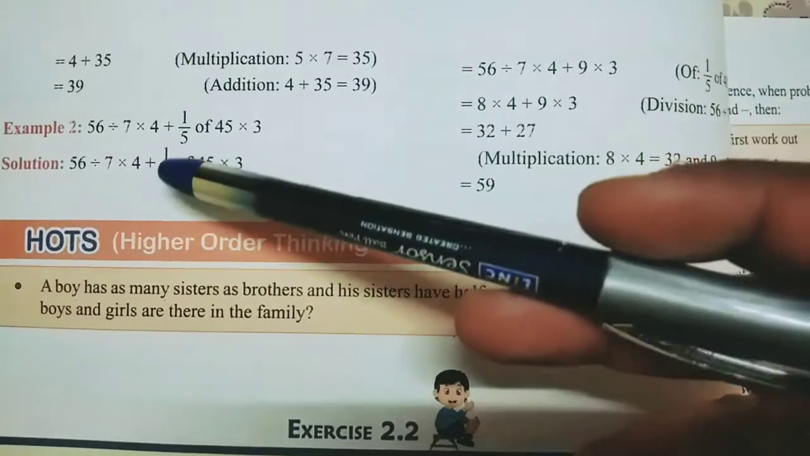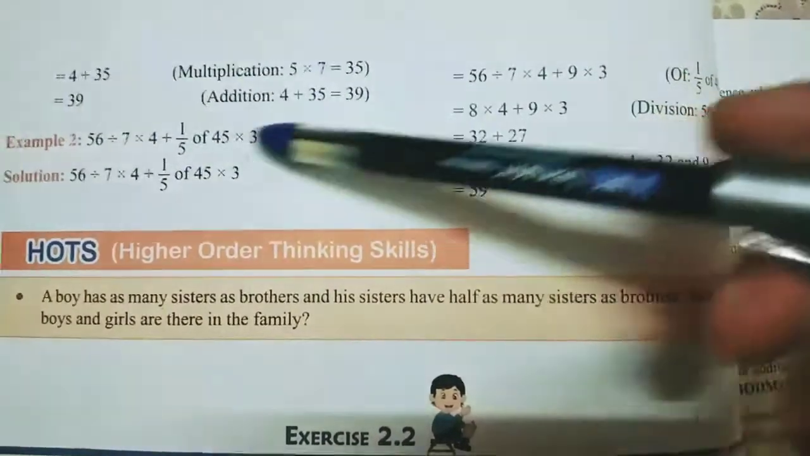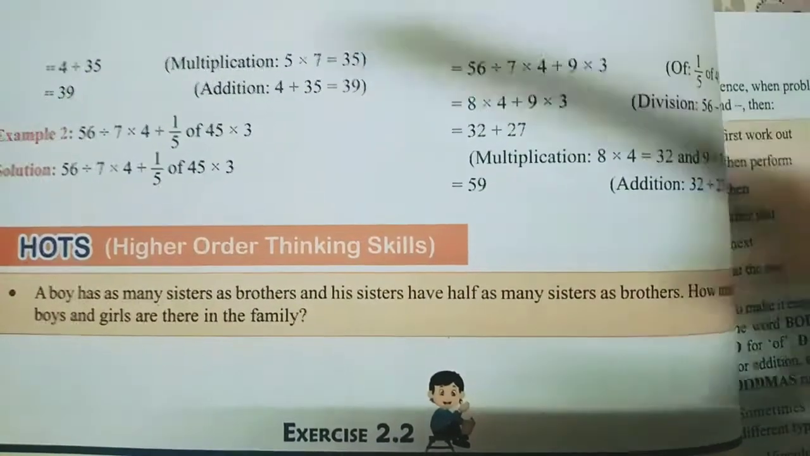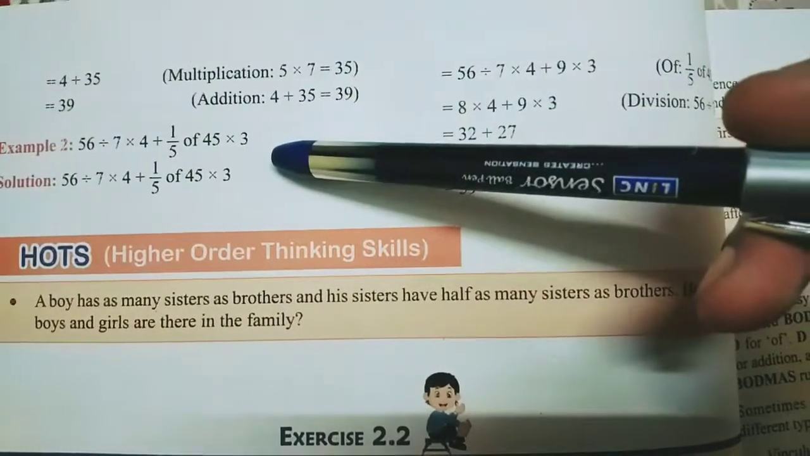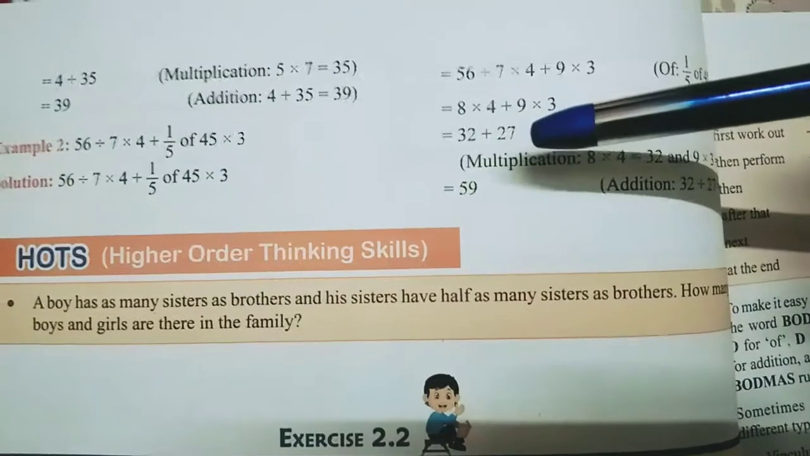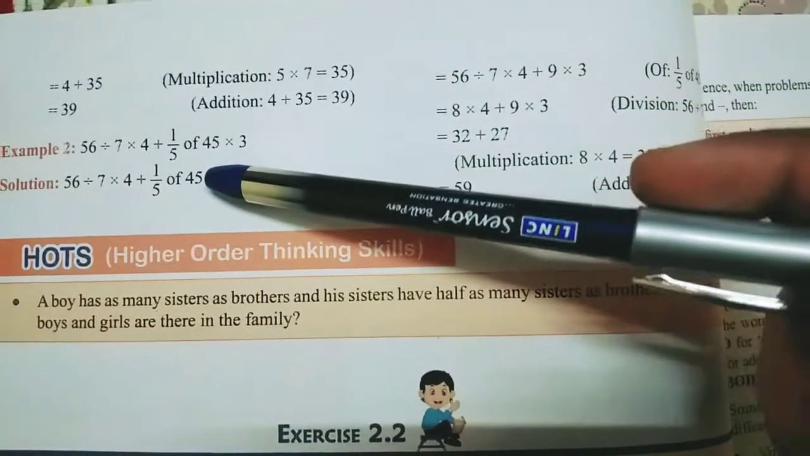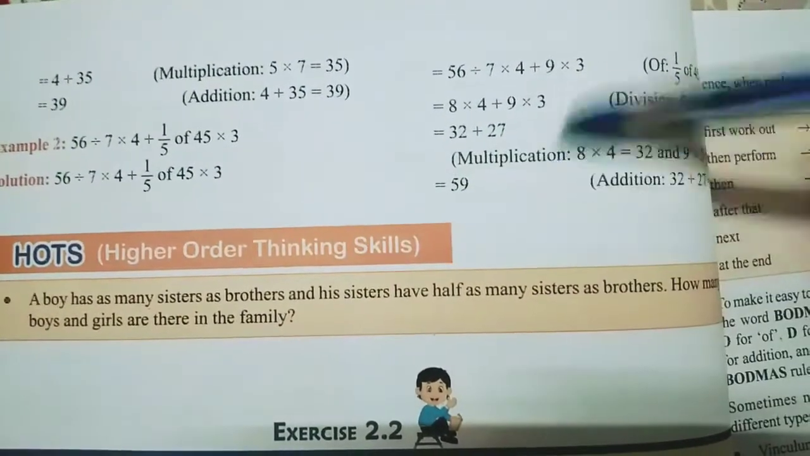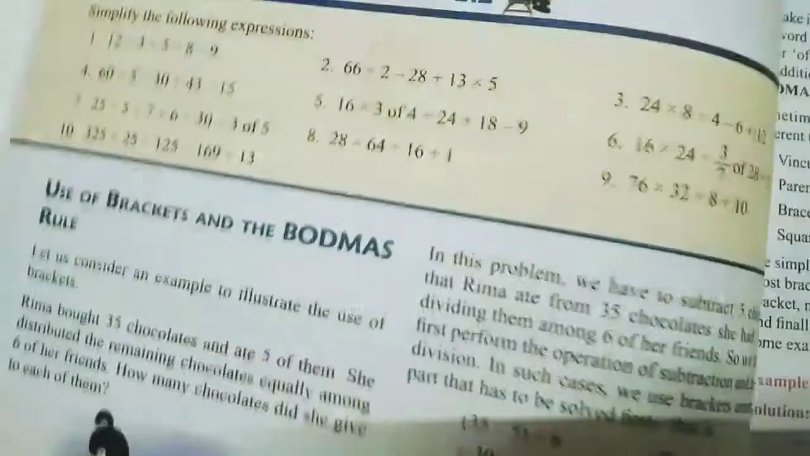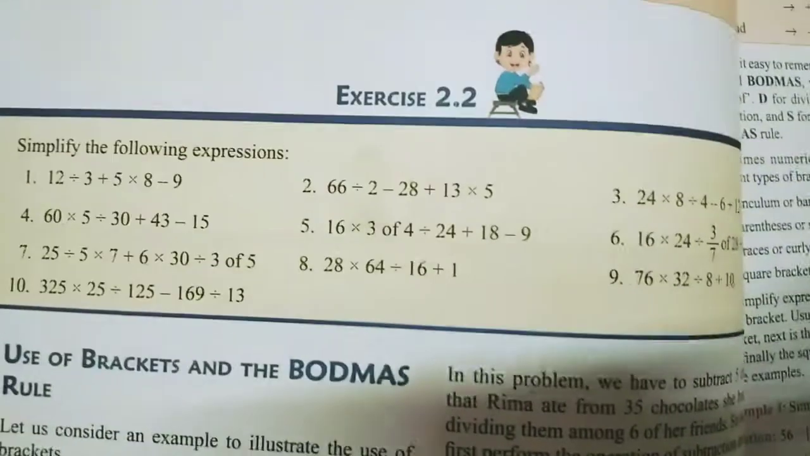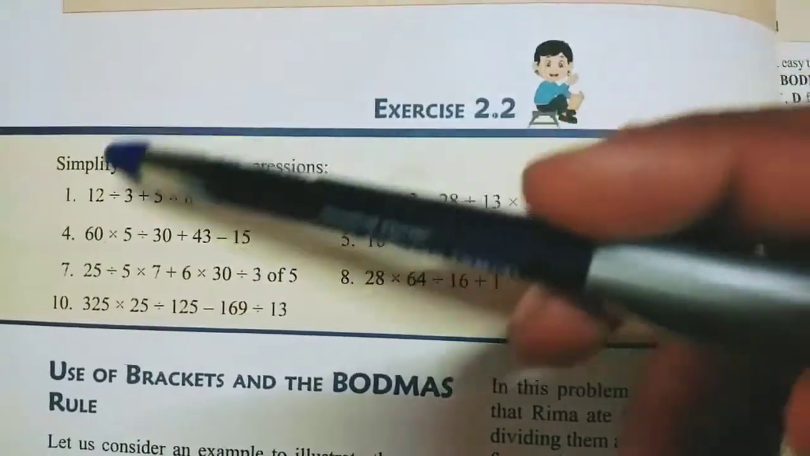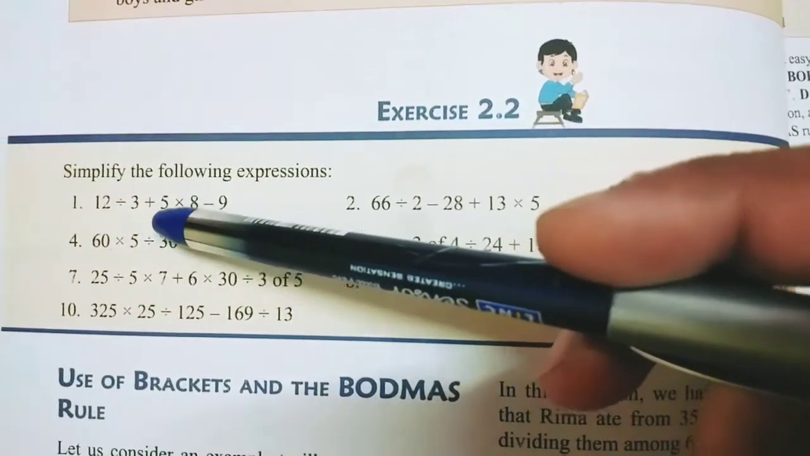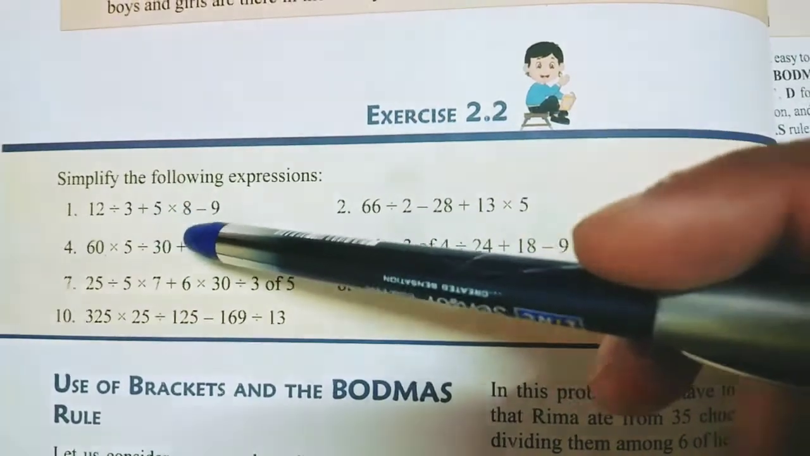Okay students, I hope you have understood. The main thing you should understand is to always start with OF, then division, then multiplication, then addition, then subtraction, in this way. One more example is given, so you can see it by yourself. Now I will start exercise 2.2. Let's see the first question: 12 divided by 3 plus 5 into 8 minus 9.